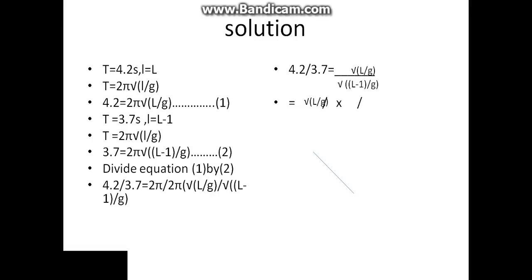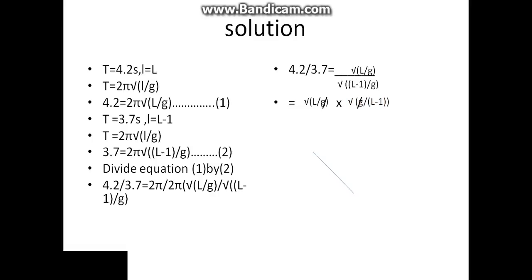which will now give 4.2 over 3.7 equals square root of L over G all over square root of in bracket L minus 1 all over G close bracket. This will now turn out that the G will cancel out. We have square root of L over G times square root of in bracket G over L minus 1 if L jumps up.